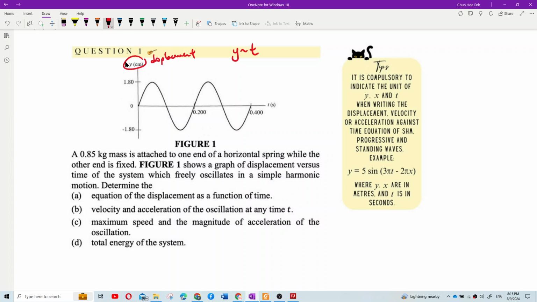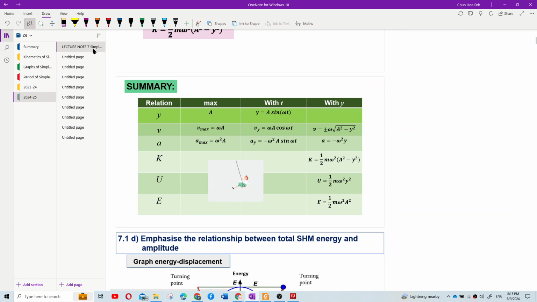So definitely, okay, what is the equation for displacement? First thing I want to ask you, what's the equation for displacement? Equation for displacement is A sine omega t, isn't it, class? Let's check. y equal to A sine omega t. That's right. It's a sine graph.